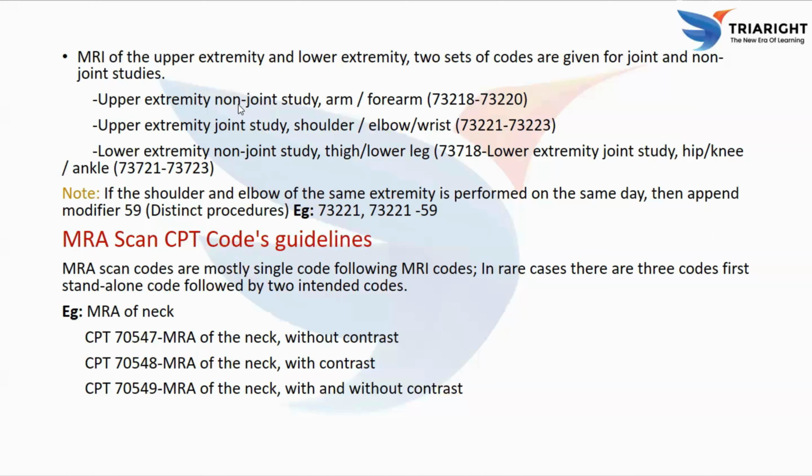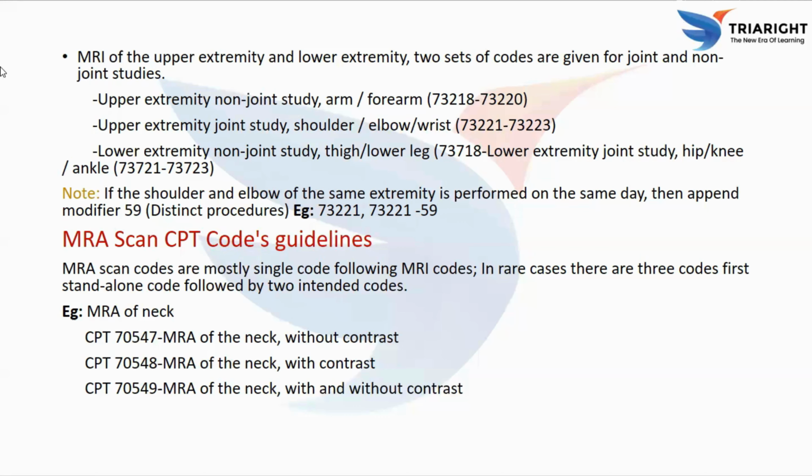Upper extremity joint study, CPT code 73221 to 73223. These are used for shoulder, elbow, and wrist. So the code descriptions are 73221 for without contrast, 73222 with contrast, and 73223 with and without contrast. So if the report mentions ligaments, labrum, rotator cuff, cartilage, you have to think of it as a joint MRI.